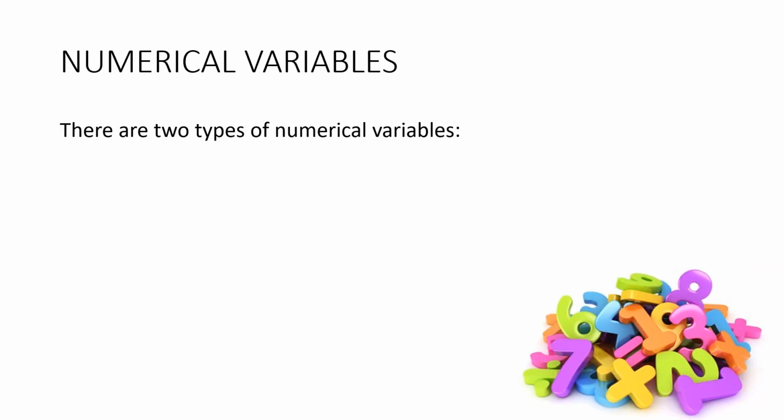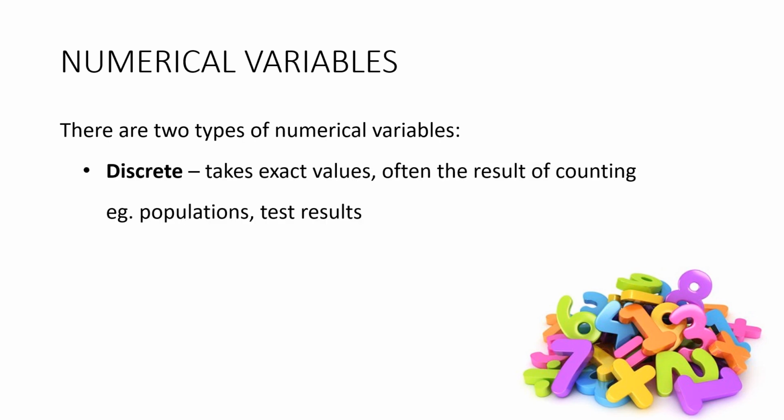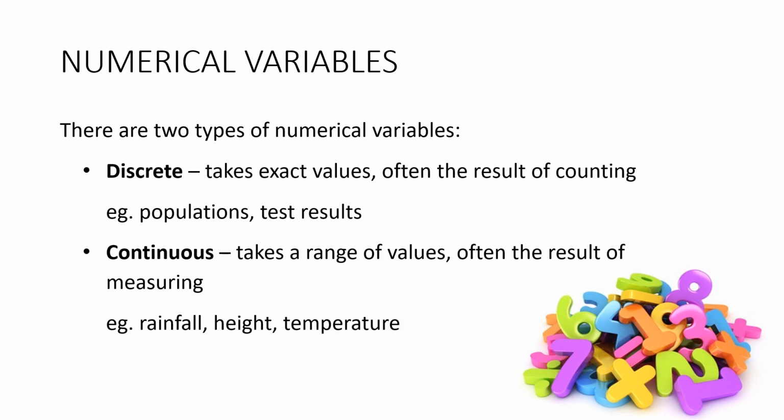Now, when we're talking about numerical data, there are 2 types of numerical variables. There's discrete numerical data, and this takes exact values. It's often the result of counting. For example, populations or test results. And then there is continuous numerical data, and this takes a range of values, and it's often the result of measuring, like rainfall or height or temperature. And if you look at this graphically, with discrete data, it looks like this. Whereas continuous data is a smooth line like this.